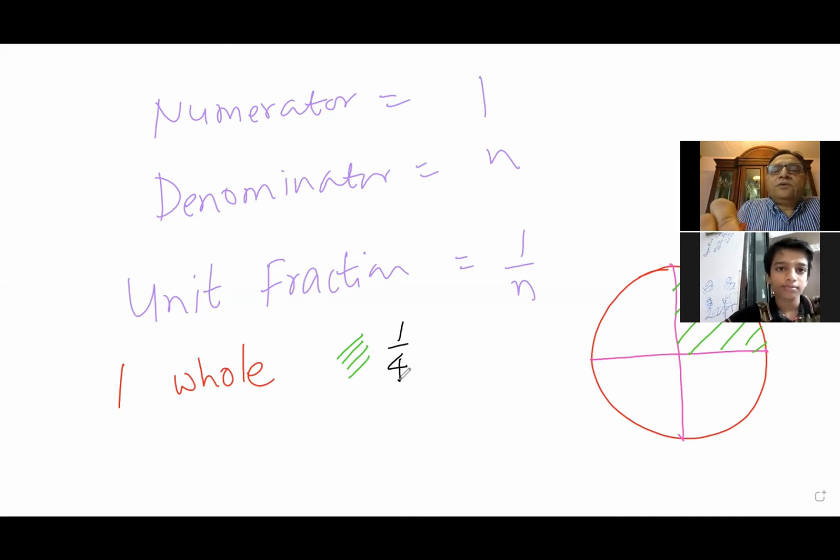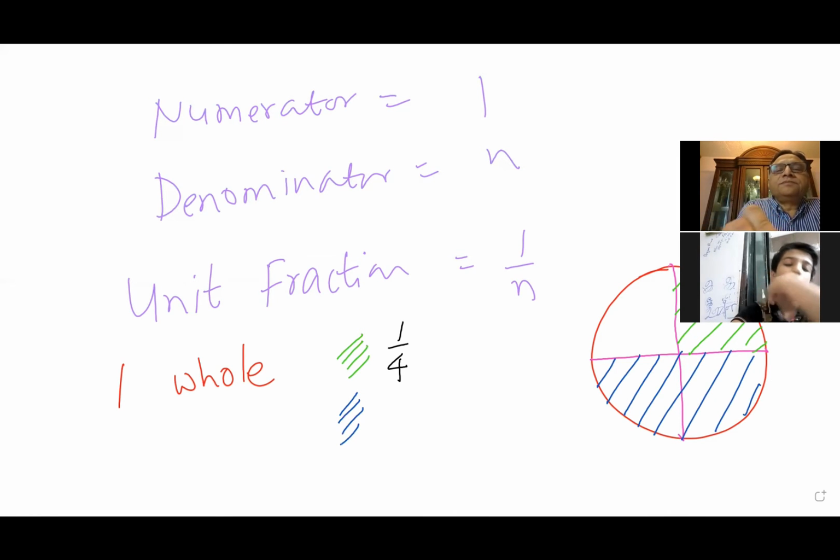Now, let us look into the second piece, which is, let me color it in this fashion. The blue one. So how much is the blue part? 2 out of 4, but 2 out of 4 can also be written as half. Do you see that? Equivalent fractions. Good job. So 2 out of 4 can be written as half.